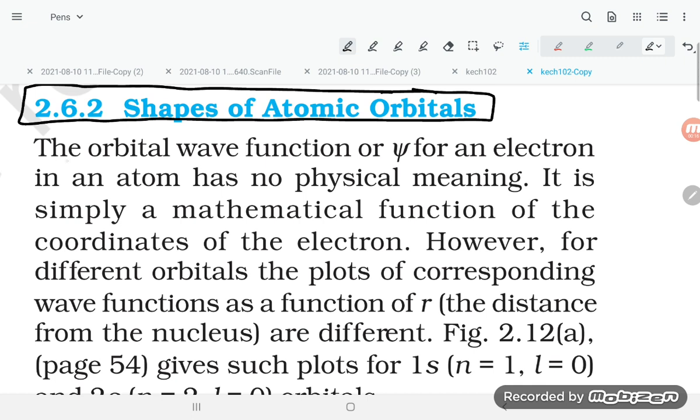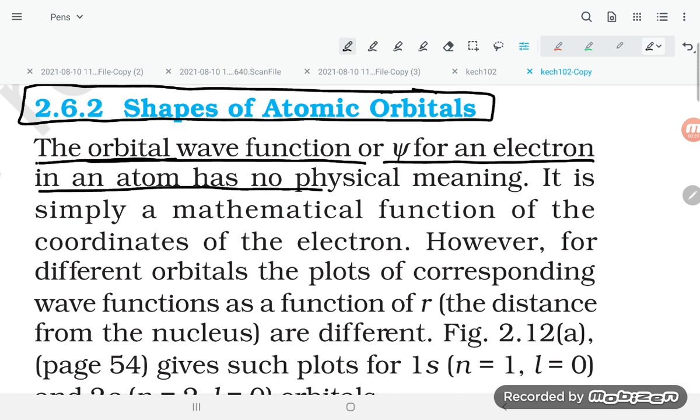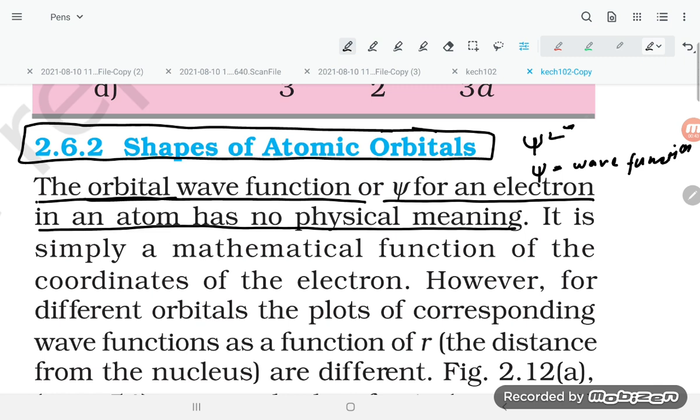Now you see, students, the orbital wave function or psi for an electron in an atom has no physical meaning. So there are two things, students: psi square is there and psi is there. This is the wave function. If you talk about the wave function, students, it has no physical meaning, whereas psi square is the probability of finding the electron.